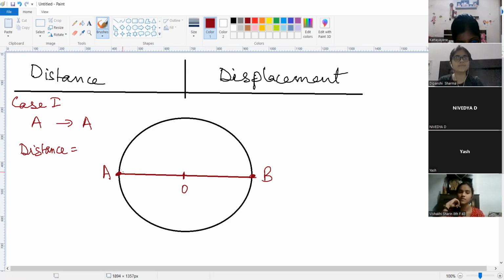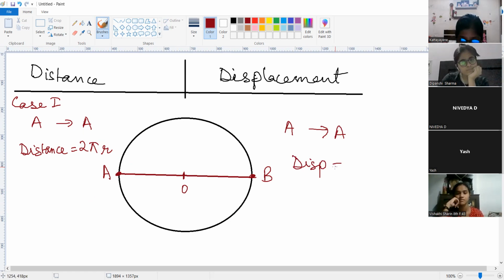It is basically the circumference of the circle, right? Which is 2 pi r. Okay. It is the circumference of the circle. Now in this case, when I start from A and I reach A, what is the displacement? My displacement is 0, because I start from A and I come back to A. So it is 0. Is that clear?